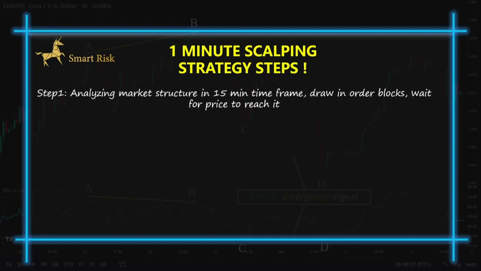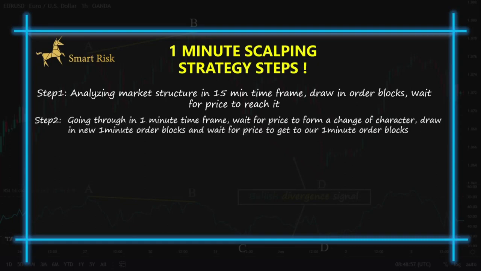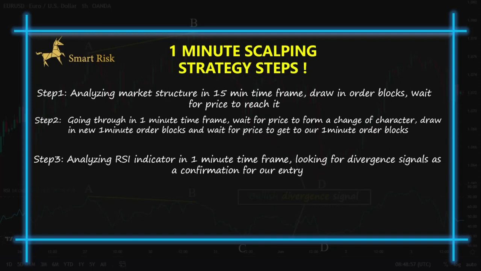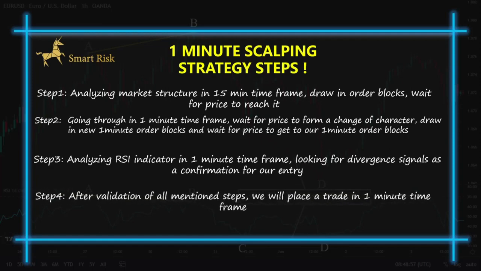1. Analyze market structure in the 15-minute time frame, draw in order blocks and wait for price to reach them. 2. Go to the 1-minute time frame and wait for price to form a change of character, then draw in new 1-minute order blocks and wait for price to get to our 1-minute order blocks. 3. Analyze the RSI indicator in the 1-minute time frame, looking for divergence signals as a confirmation for our entry. Step 4. After validation of all steps, we will place a trade in the 1-minute time frame. So guys, let's try these steps on the price chart.